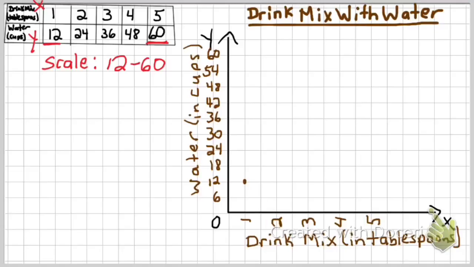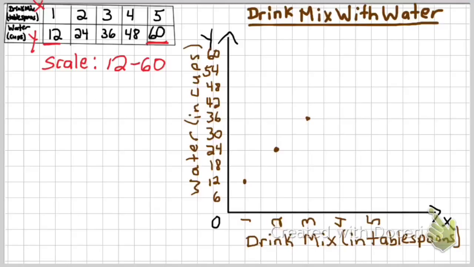Again, as a reminder, these red arrows are just to show you how you move up the line with your finger. You do not draw the red arrows or lines going up. And for 2 tablespoons of drink mix, I follow that line up. I have 24 cups of water, which again goes perfectly on that cross. For 3 tablespoons of drink mix, we have 36 ounces of water, so I follow the 3 line up and put the dot exactly on the cross for 36.